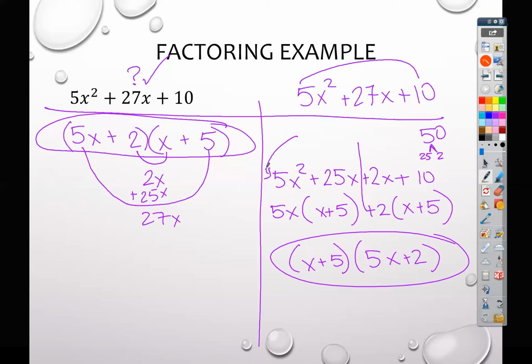So you already know factor by grouping. The only new part today is we're multiplying this first and last number to get 50. And then you say, okay, what are factors of 50 that would add together to get 27? And then you substitute it.